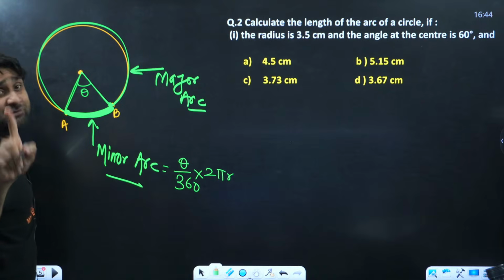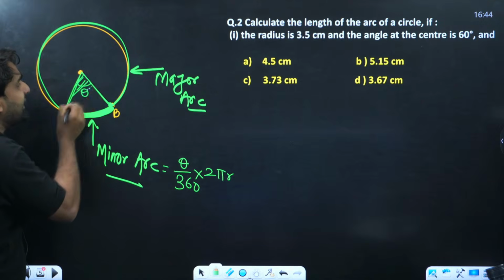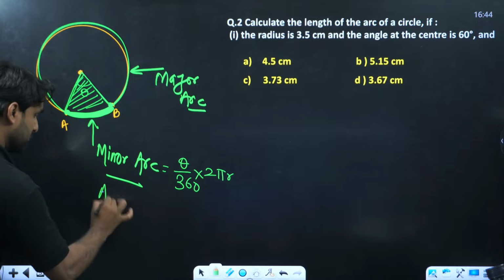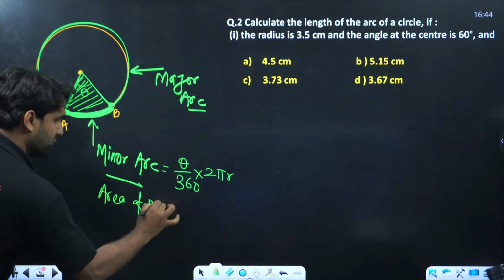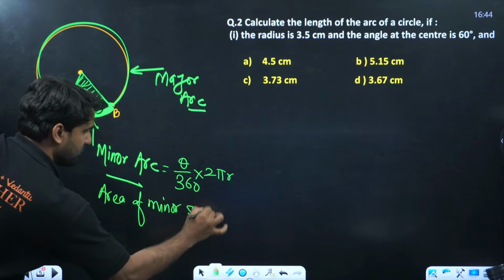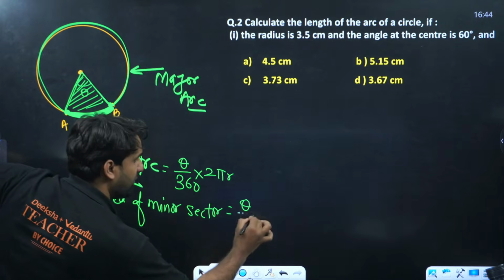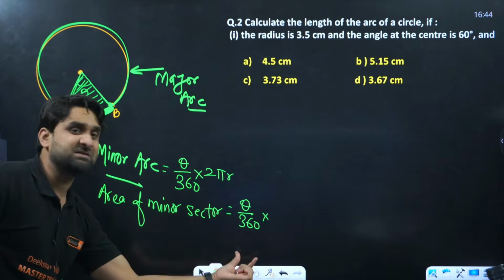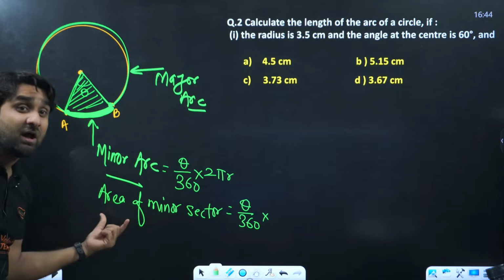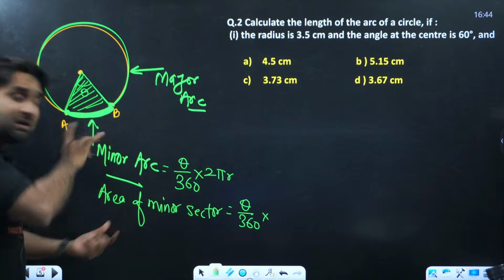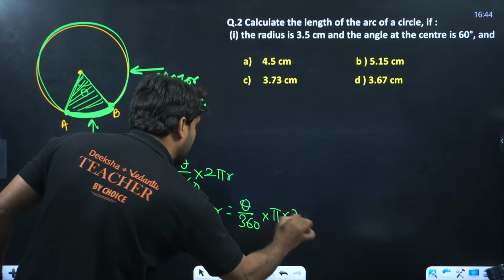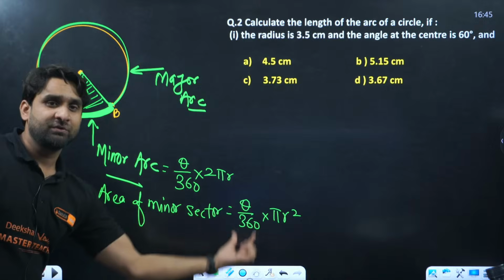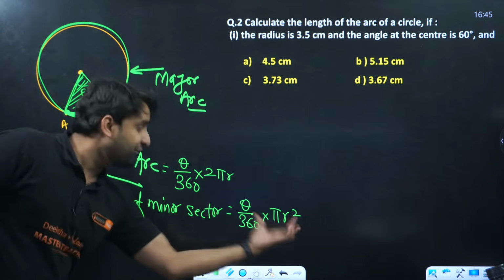But if I ask you what will be the area of this sector, the area of the minor sector, the formula will look exactly the same. This part will remain the same, but now we are dealing with area. And the area of the entire circle is equal to pi r square. So the area of this portion will be theta by 360 of that.